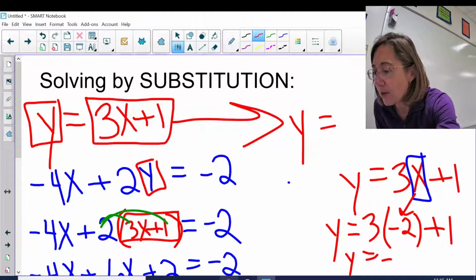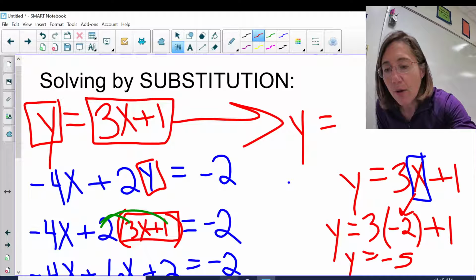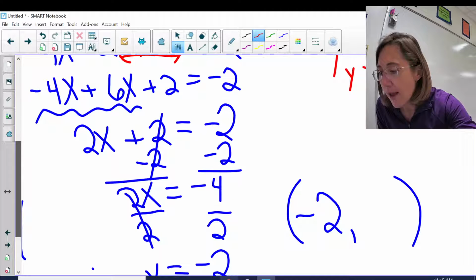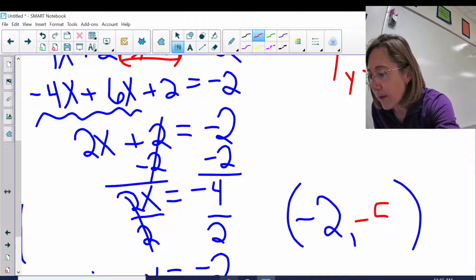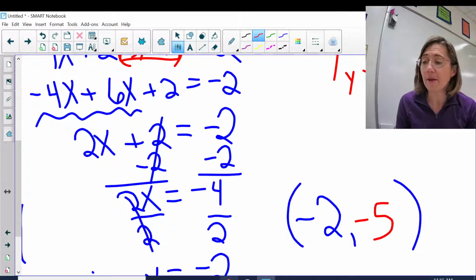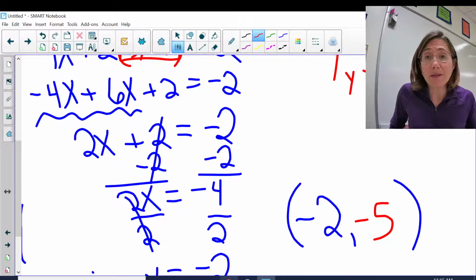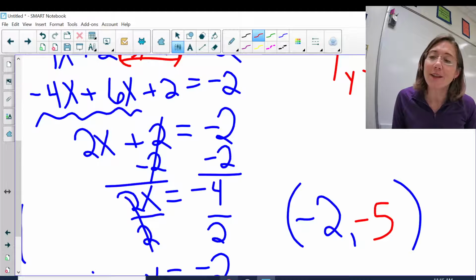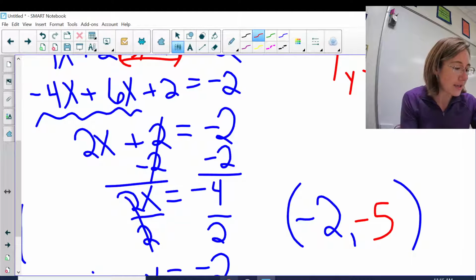So y equals -5. So if I scroll back down to where I was starting to write my ordered pair here, -5 is my y value that goes with my x value of -2, which we already knew that's what it was going to come out to. So that verifies that we did everything correct there. We found our solution to the system by substitution.